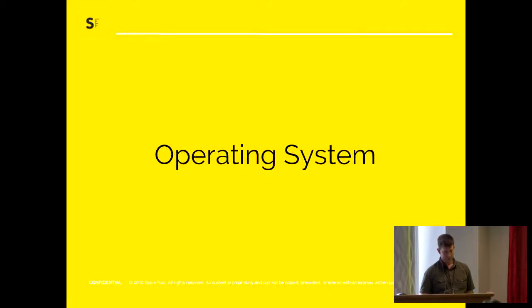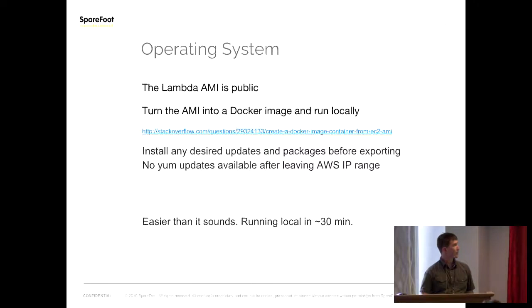All right, so next is operating system. This is where it gets crazy. The Lambda AMI is public, and you can turn an AMI into a Docker image. You can pull that image down, and you can run it locally. So essentially, you are running Lambda on your local machine as close as binary possible to being on the cloud. It sounds really hard. It's really not.